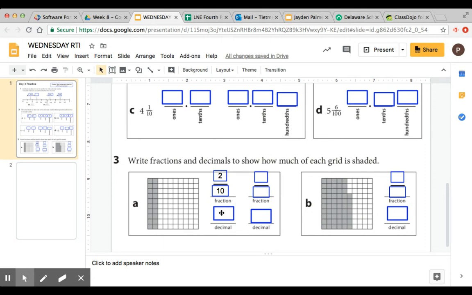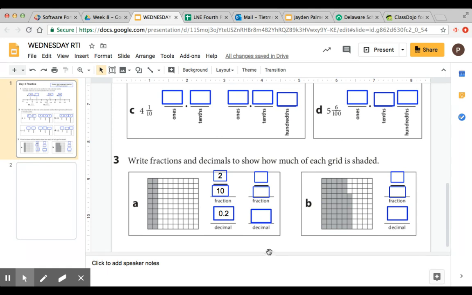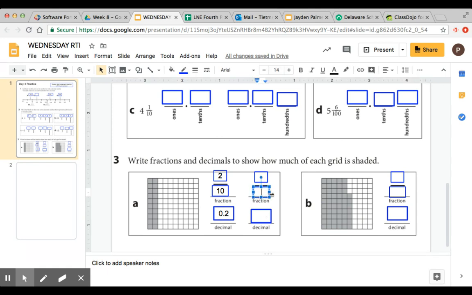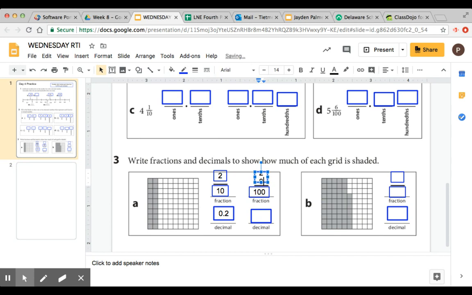Now, if we write this as a decimal, I have 0 whole numbers. I'm going to put my decimal, and then tenths would be our next place value, and we have 2 of them. So my decimal would look like this, 0.2. Next, I'm going to look at my hundredths pieces, which is like our little tiny ones blocks. So if I were to count these individually, 1, 2, 3, 4, 5, 6, 7, 8, 9, 10, 11, 12, 13, 14, 15, 16, 17, 18, 19, 20. I have 20 hundredths pieces.